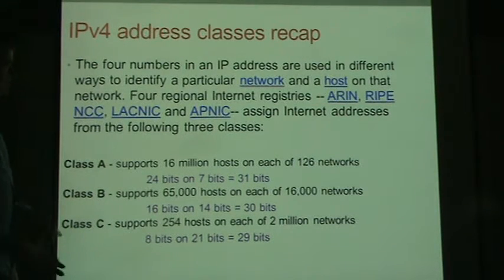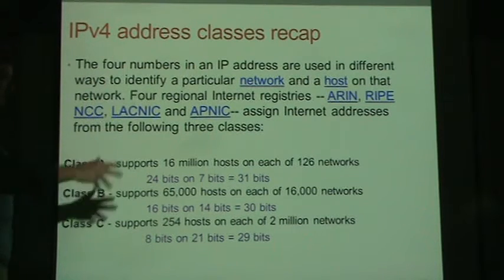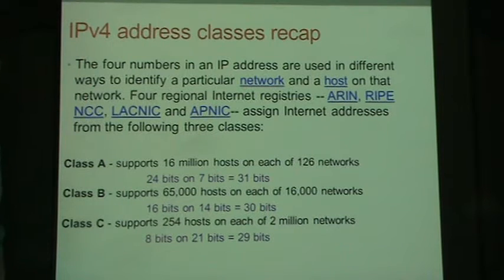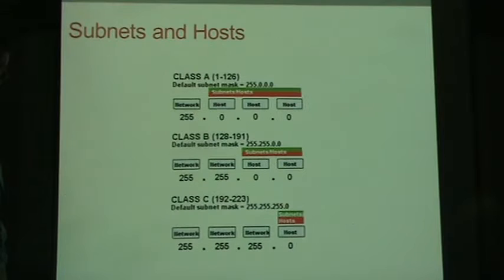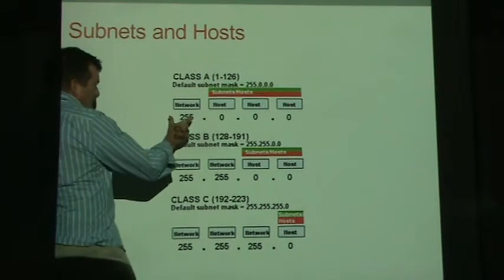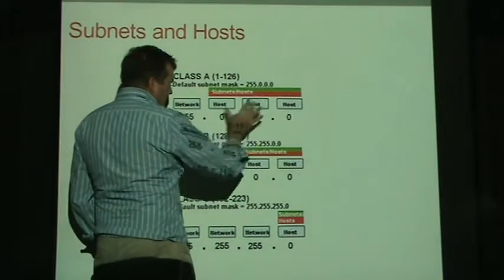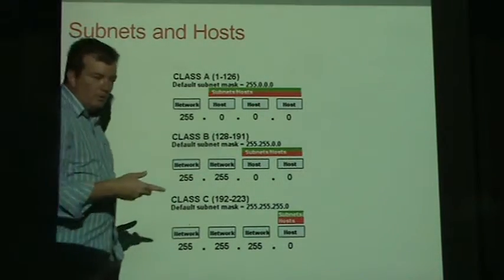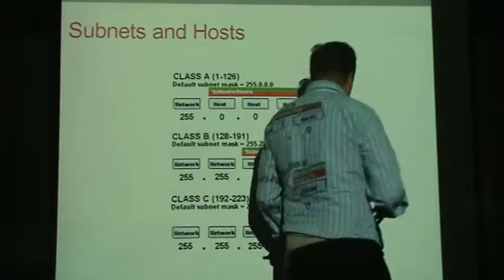Okay, so here's just a little bit of a recap: who's giving out the addresses and how many bits are used. And then, again, here are the subnets. So you would use the subnet address, and then you could calculate which bits are for the network, just for routing purposes.